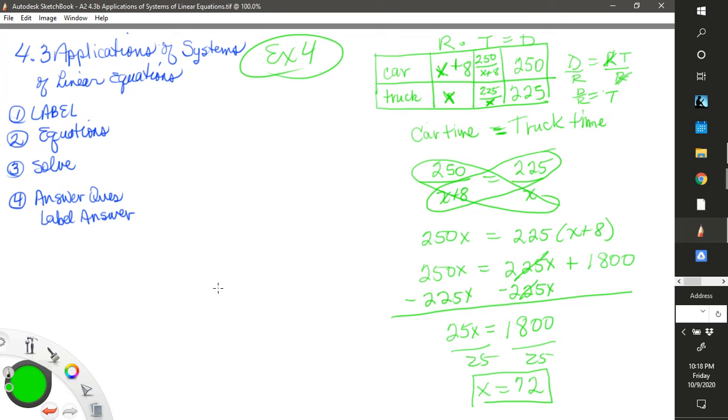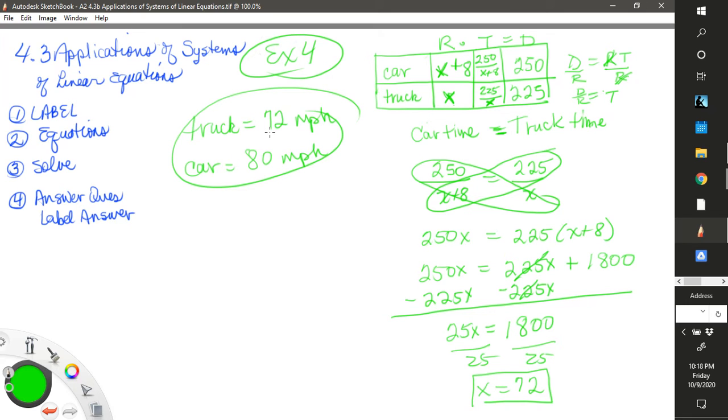What's our question? Let's go back and find out. Our question is, find both rates. So X up here was our truck. So the truck is going to be traveling at 72, and it's a rate, so it's miles per hour. And the car is going to be 80, and it's going to be miles per hour. All right, there we go.